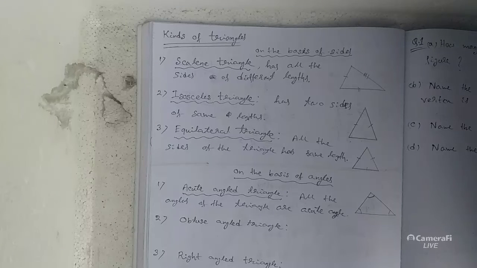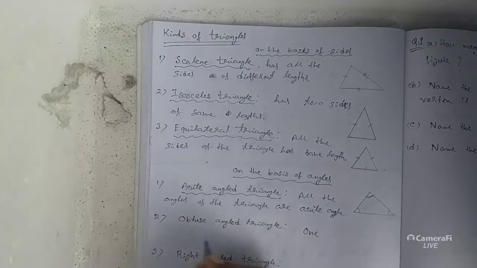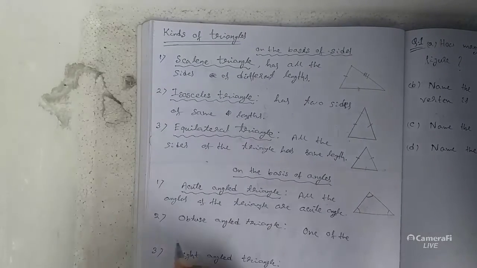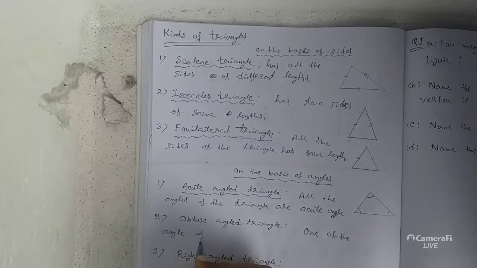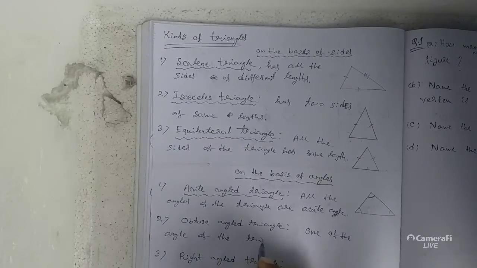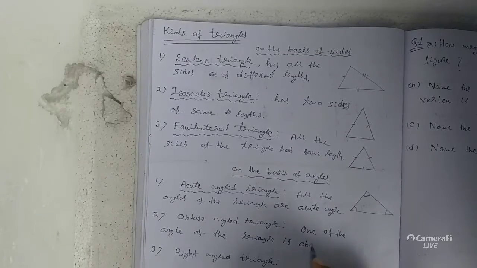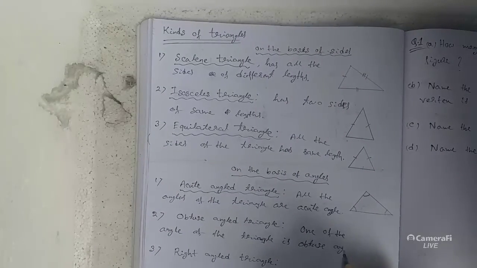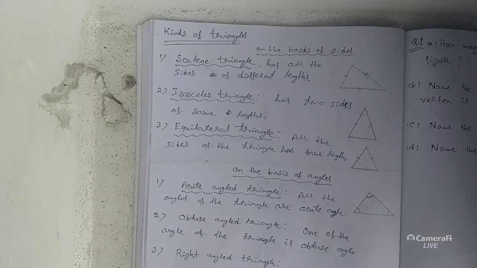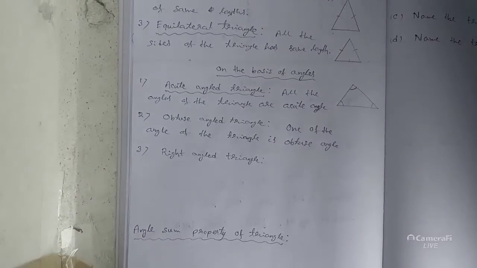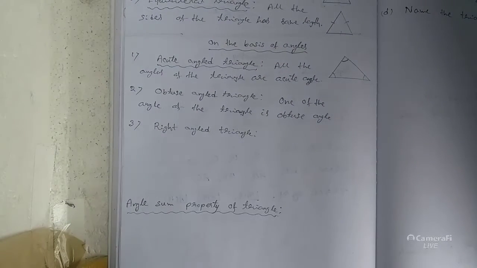Now, obtuse angle triangle, where one of the angles of the triangle is an obtuse angle. And what is an obtuse angle? The angle whose measurement is greater than 90 degrees is an obtuse angle.